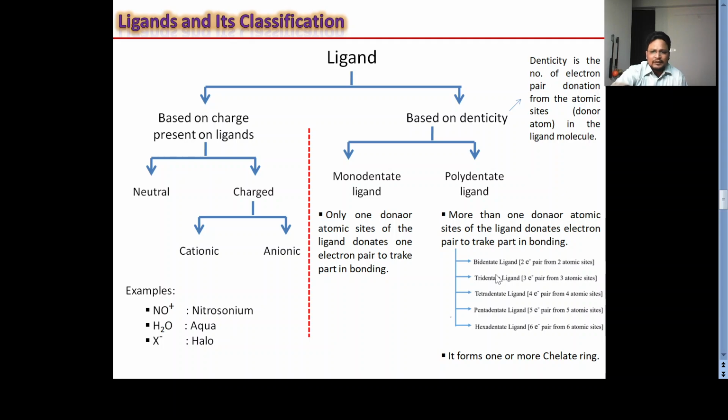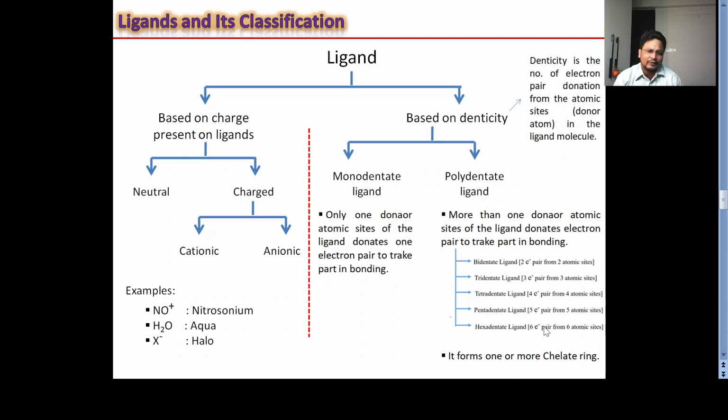When two electron pairs from two atomic sites have been donated, then such ligands are called bidentate. Accordingly, three electron pairs from three atomic sites, then it is a tridentate ligand. Four electron pairs from four atomic sites, then it is tetradentate. Likewise, pentadentate and hexadentate.